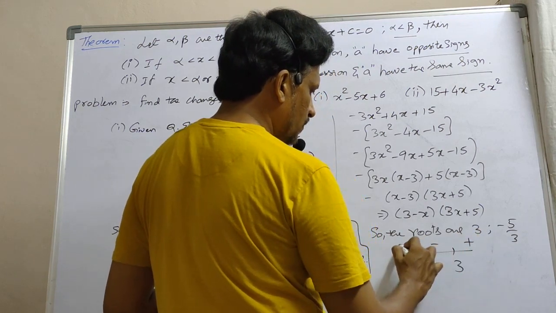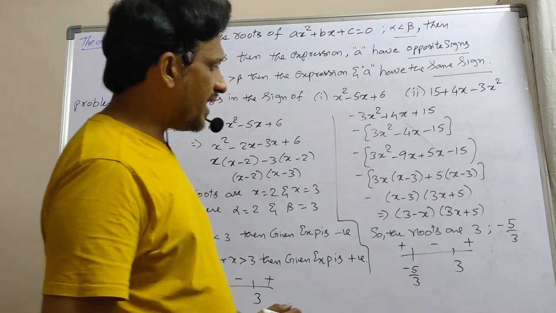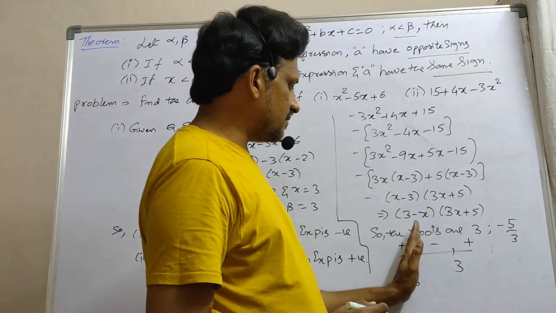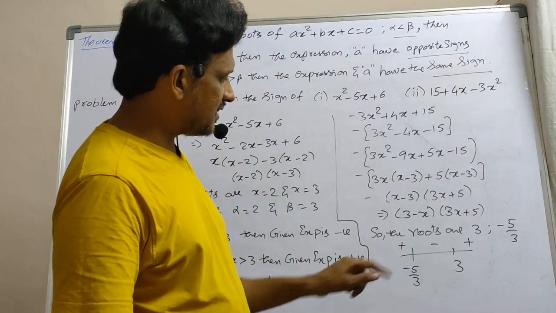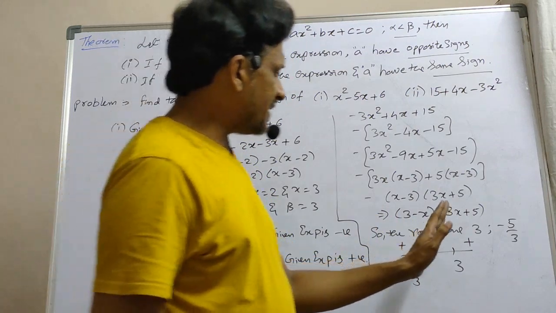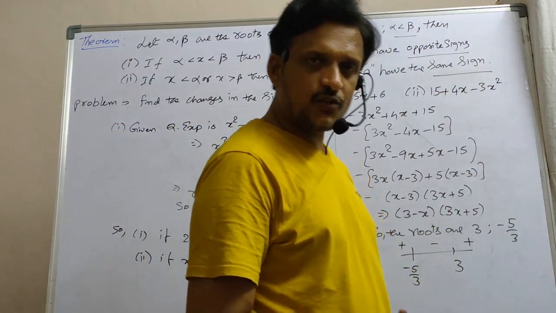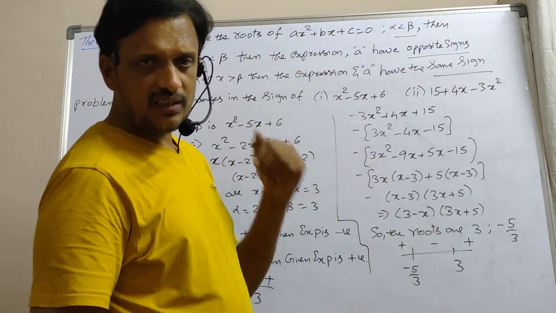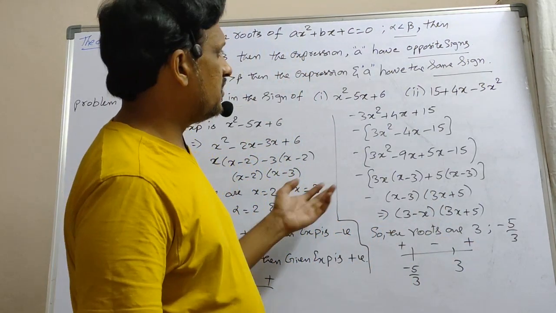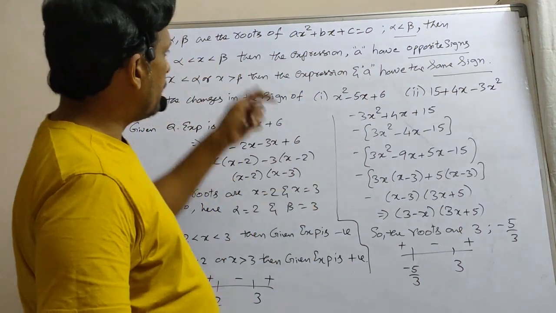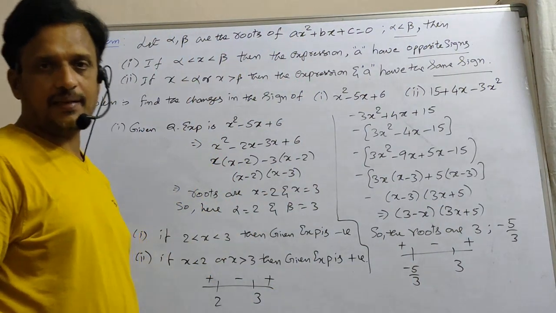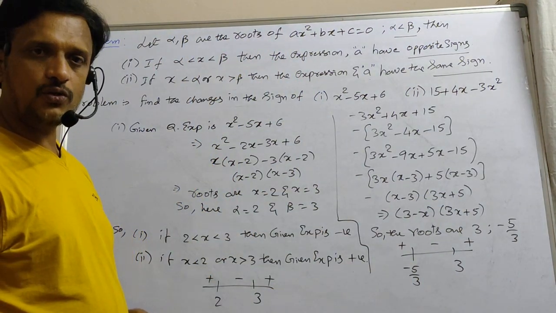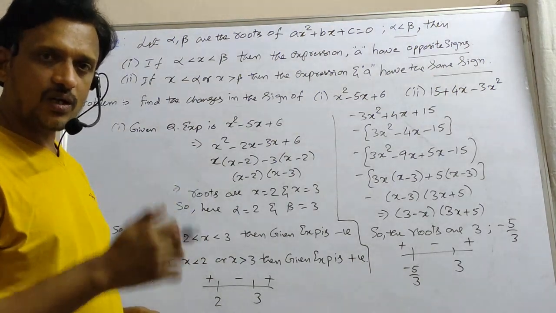Write positive, negative, positive. So when x is less than minus 5 by 3, it is positive. When x is greater than 3, then also it is positive. If x lies in between these two, the expression is negative. Like this, you can discuss the changes in the sign by using this statement of the theorem. Okay. This is about the changes in the sign of a quadratic expression.